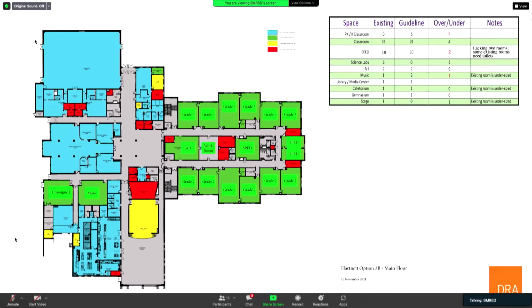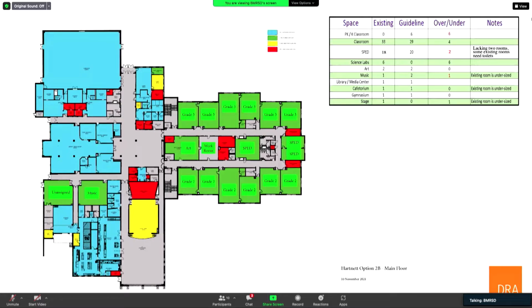And if we take this floor and looked at putting grades 2 and 3 on this floor and special ed that goes with those grades, music and whatnot, and the grid up in the corner is part of the MSBA data compared to what exists in the building. So we've got no pre-K classrooms. The guidelines say you need 6 because it wasn't built for pre-K, so we're not going to have any. The classrooms, we have 33, we need 29.